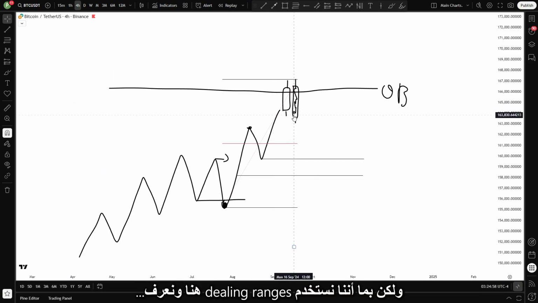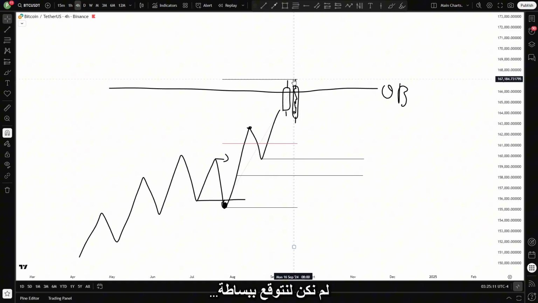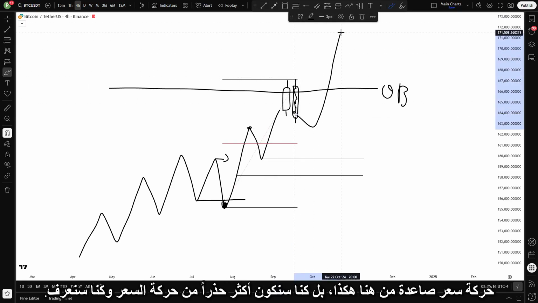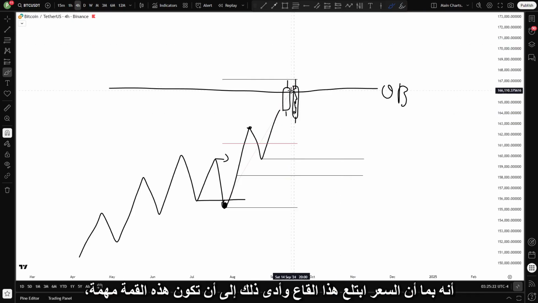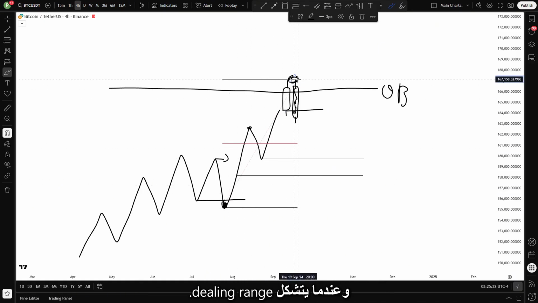But because we are using dealing ranges here, and we know how a dealing range is formed and how we can recognize that, because of that awareness we wouldn't have just expected bullish price action from here like this. Instead, we would have been more cautious of price action, and we would have known that because price engulfed this low and that led to this high being a significant one, this has led to the formation of this dealing range.